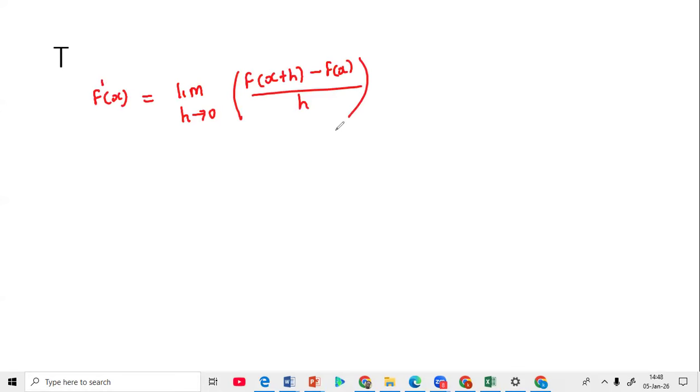Now we know our formula will tell us that f prime of x is equal to the limit as h tends to 0 of f of x plus h minus f of x, all over h. That is the formula. But I understand that in your school, some of you used delta x like this. It is also okay for whatever you use, depending on how they taught you at school.